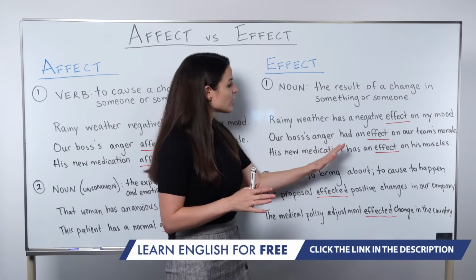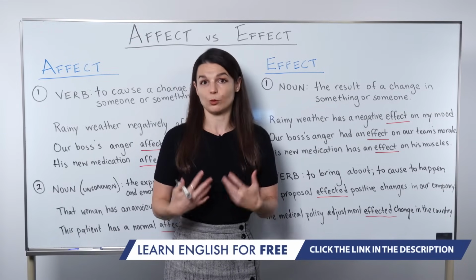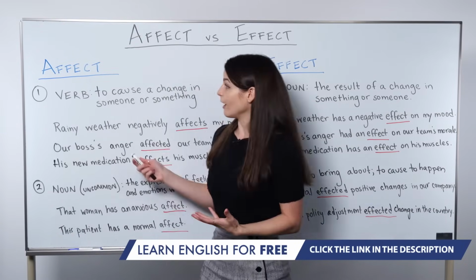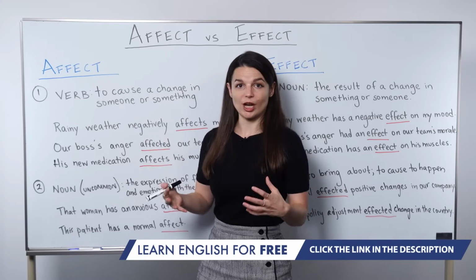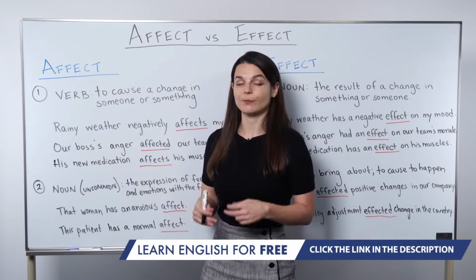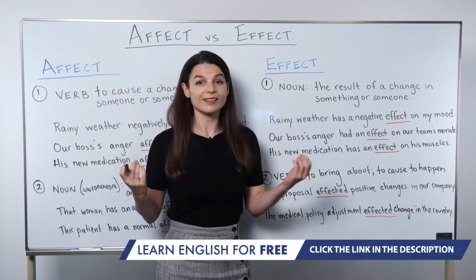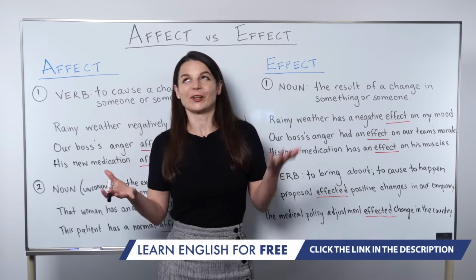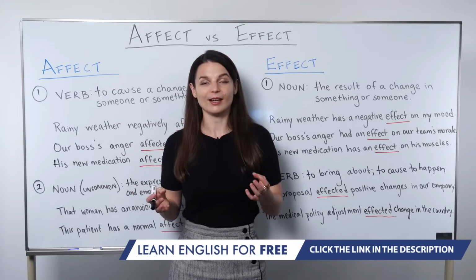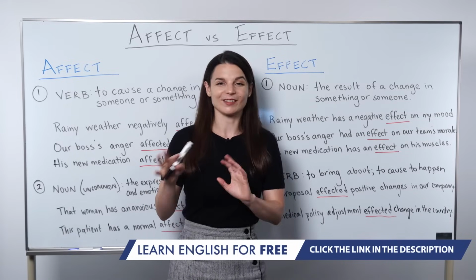So again, effect with an E is used as a noun. It refers to the outcome or the result of a change. Affect with an A as a verb refers to causing something to change or causing someone to change. So again, we can use these two words to express the same ideas in sentences. There's no difference in terms of more correct or more polite or less polite. It's up to you to determine which one you prefer, and you can mix and match.